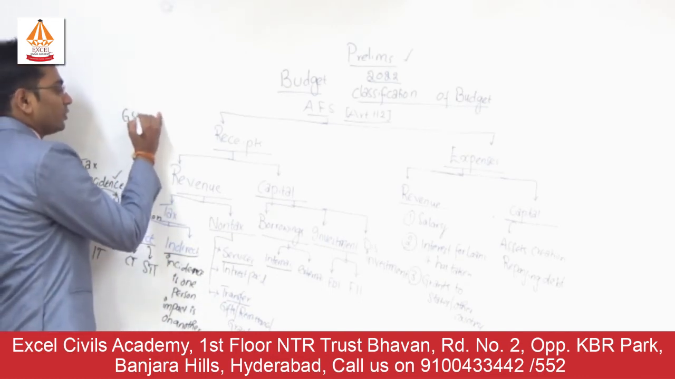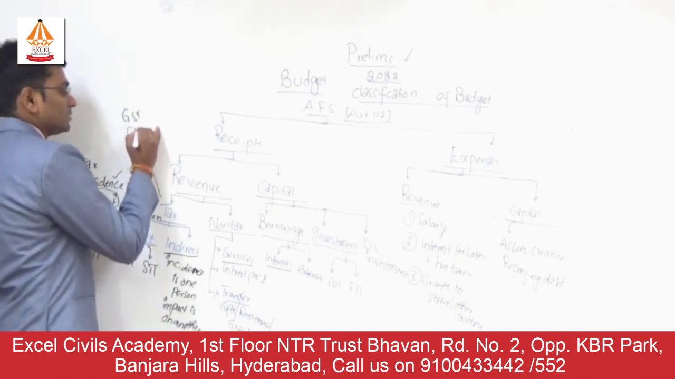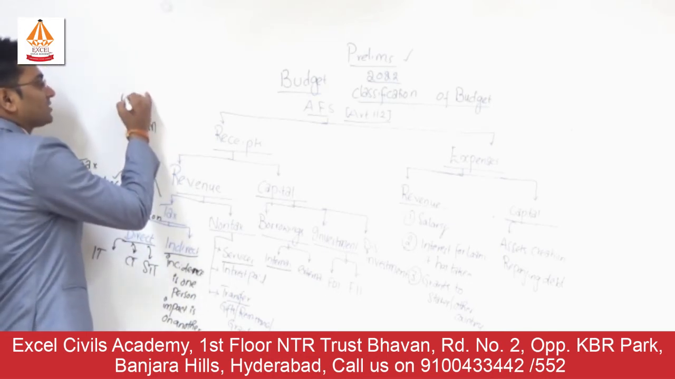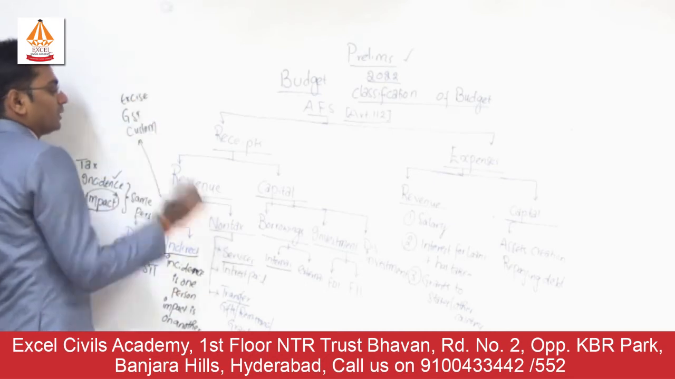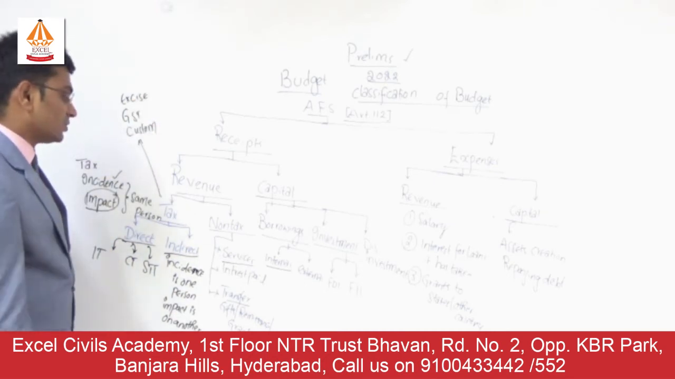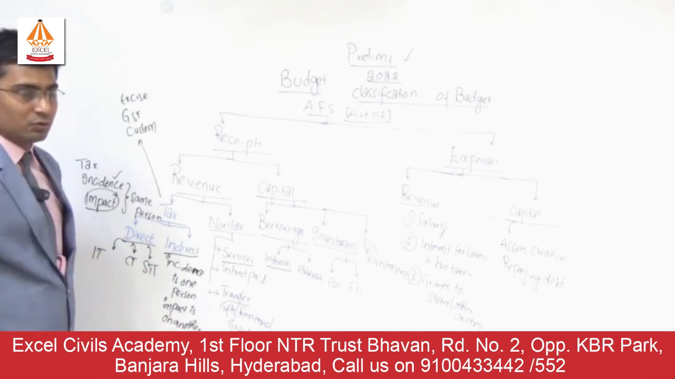GST is an example of an indirect tax. Customs tax is an example of an indirect tax. You have excise tax, which is an example of an indirect tax. So these are the taxes that you find in the classification. This is the classification that you have to know.